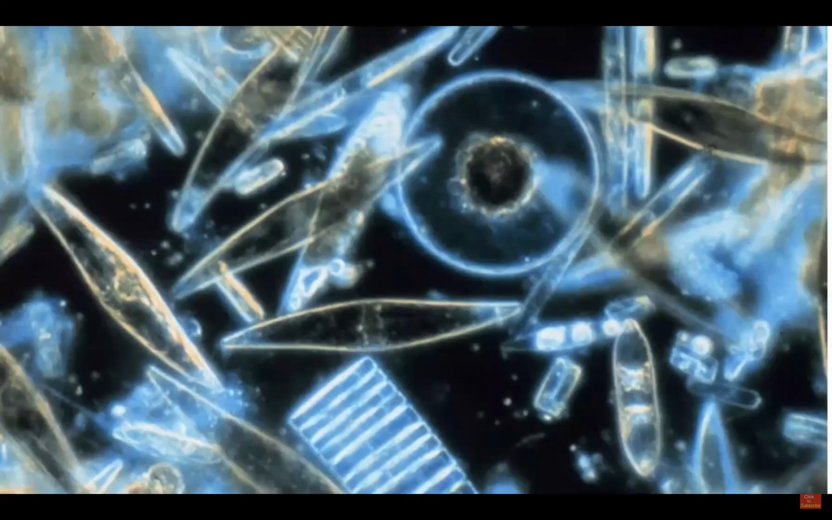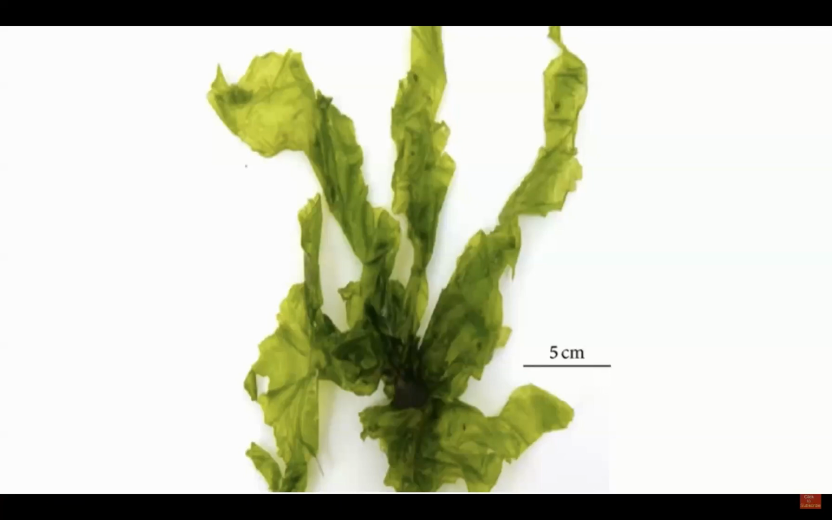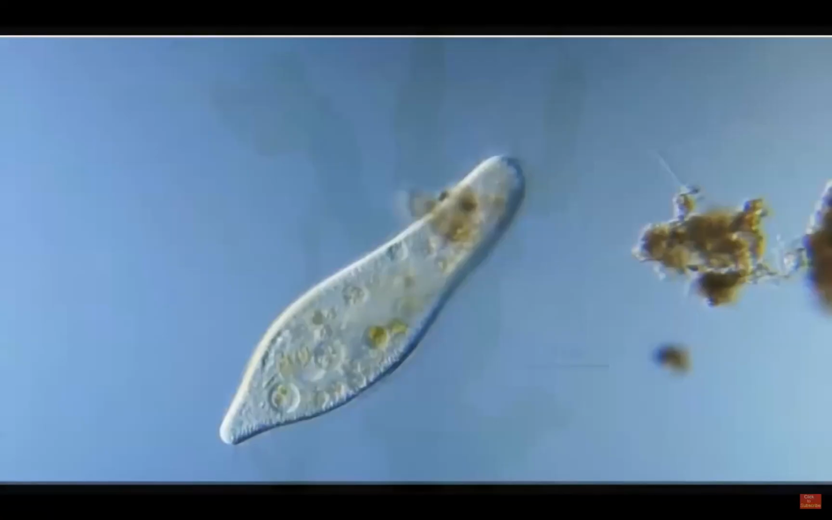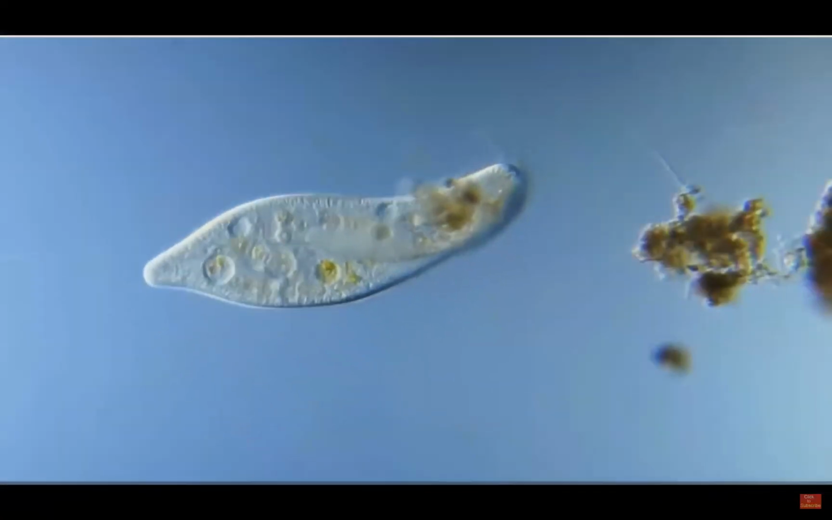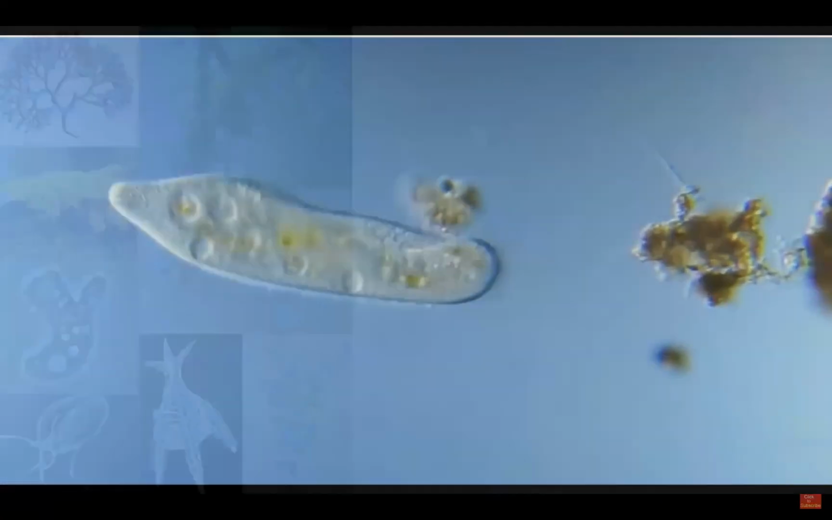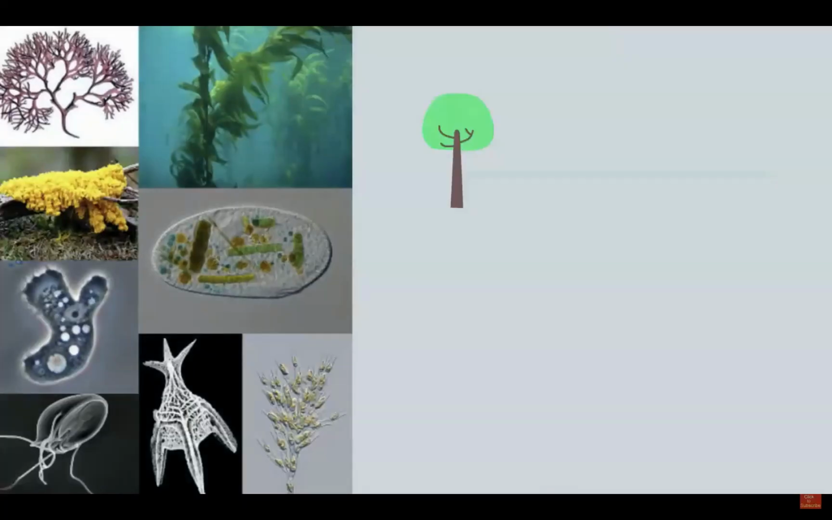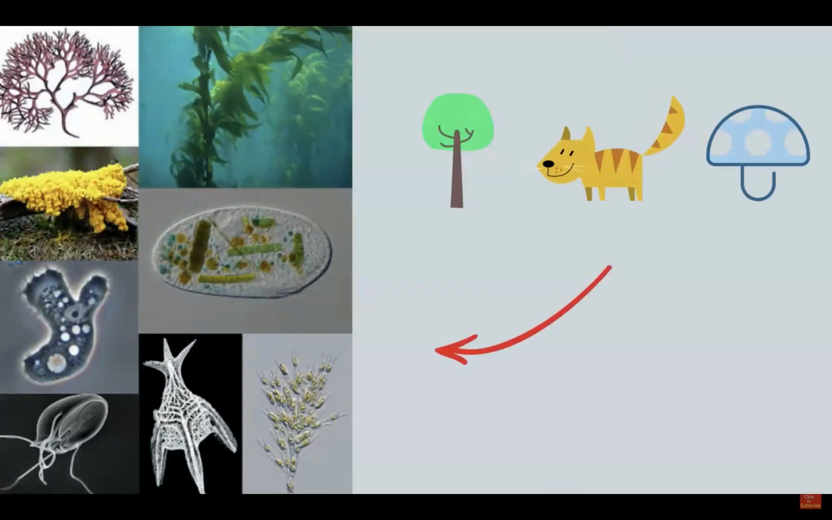You will find single-cell organisms like diatoms, multicellular organisms that practice photosynthesis like sea lettuce, and a single-cell organism like paramecium. If you have a eukaryotic organism and it is not a plant, animal, or fungi, it is classified as a protist. All protists have the following common characteristics.